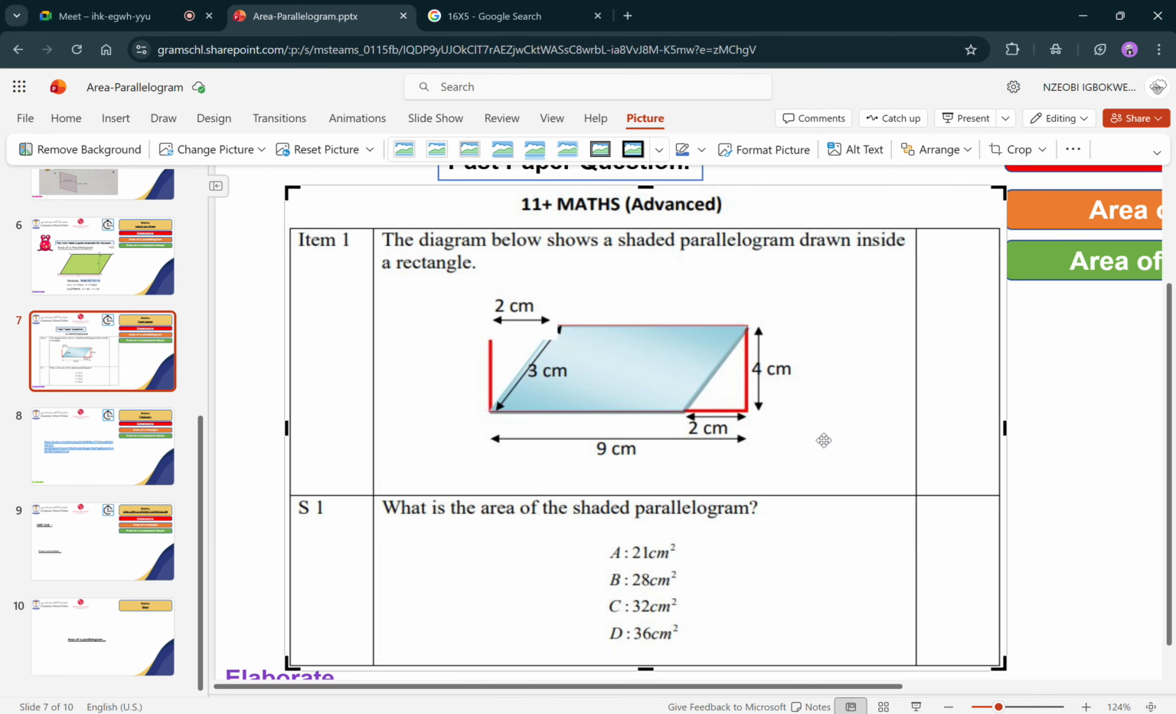Now, did you see that if you had multiplied 9 centimeters by 4 centimeters, you would get 36 centimeters squared, which will also be an option, but that would be wrong? Did you see that? So you have to be very careful. All right, so this is how you should expect the question in your exams.